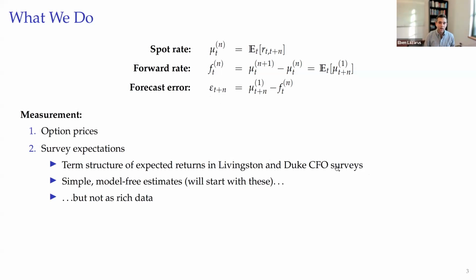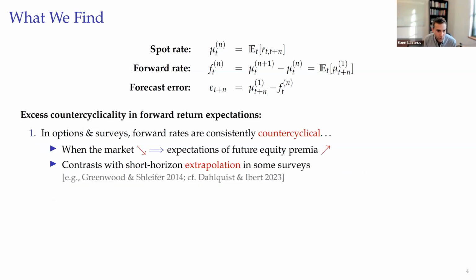Now, the data is not going to be as rich as we'll see later. We will still be able to make some meaningful statistical statements, and they will line up nicely with the option-based measurement. But I sort of prefer the option-based measurement just because you get a bigger panel of countries, a longer time series, and can measure more frequently. Okay, so that's part one, is just sort of methodologically, how do we go about measuring these things? And part two is what do we find?